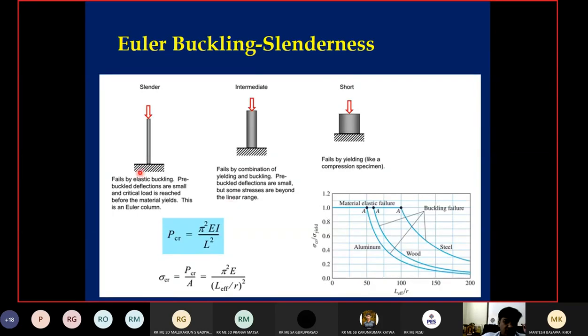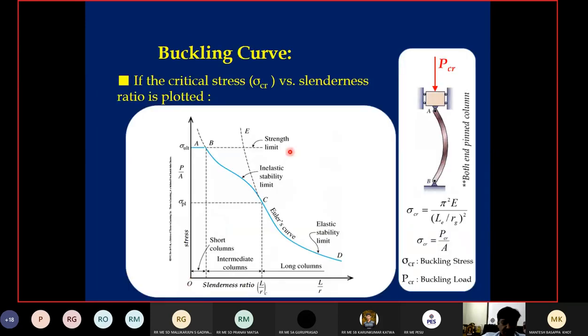We just spoke about the short column and the long column, that is the slender column. In between, you have the intermediate columns, and we also spoke about the buckling stresses. So, just to cut short because of time, I will conclude in two more slides. If the critical stress, you just take this is a buckling curve. Basically, this is a buckling curve wherein what you see here dotted is nothing but what is given by Euler's curve. That's called the Euler's curve.